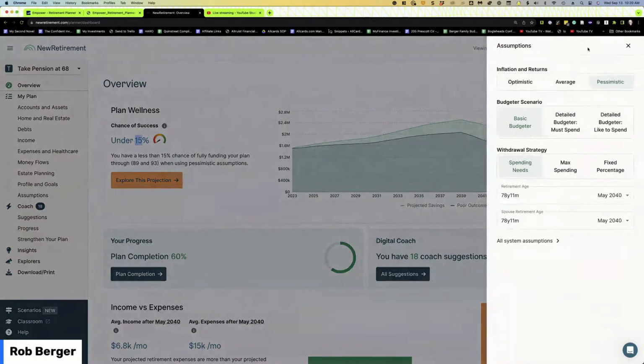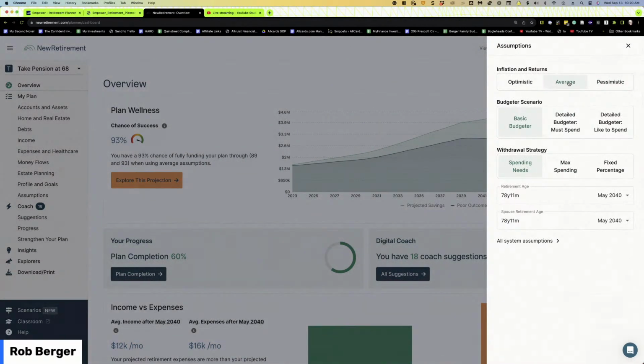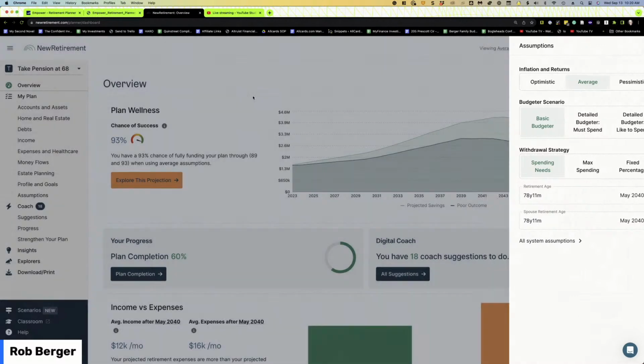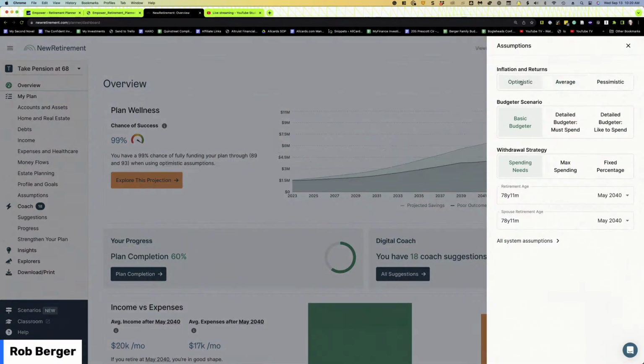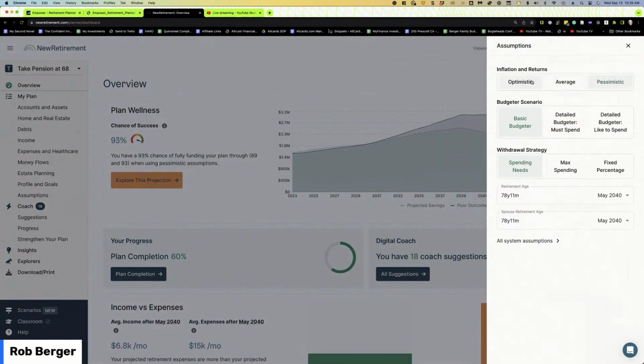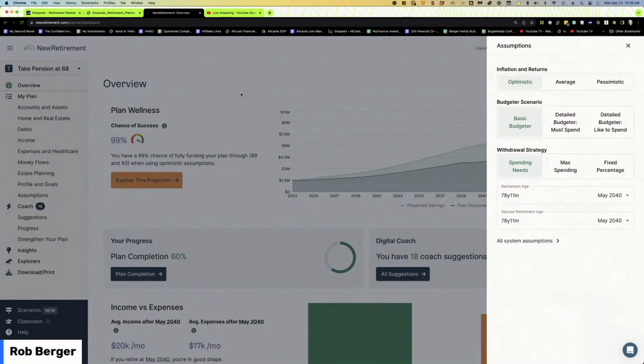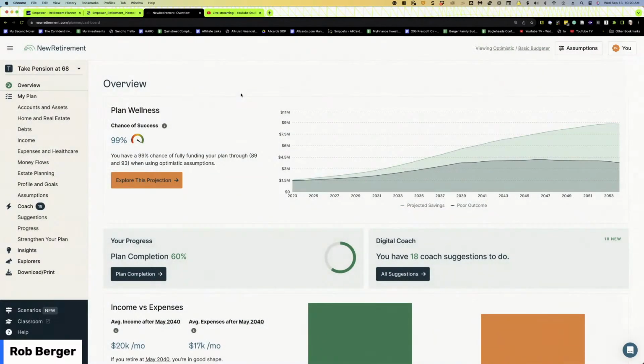But you can easily say, okay, well, what about average? And it just calculates the average of the two numbers you put in. So we had 2 and 4% for inflation, so it assumes 3. If we had 5 and 9, it would assume for returns, it would assume 7.5. I think if I've got the math right. And we're up to 93% chance of success. But the thing I like about New Retirement is it's very easy to then change these and look at the differences based on those assumptions.